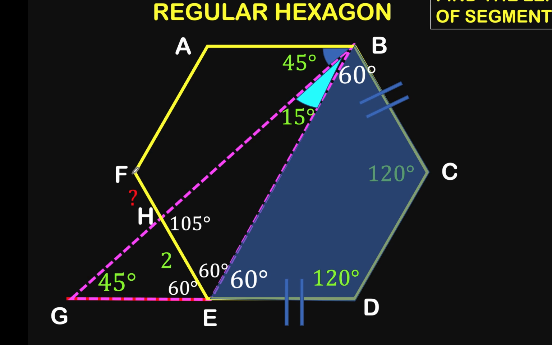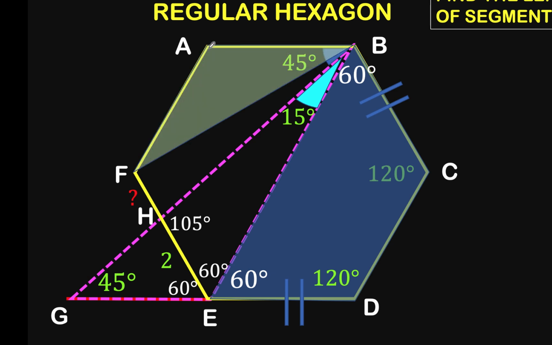Let's construct this triangle AFB. What do we know about this triangle? We know that this side and this side are equal because our hexagon is a regular hexagon.